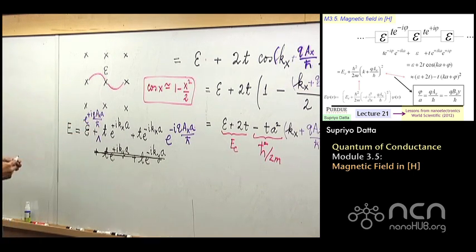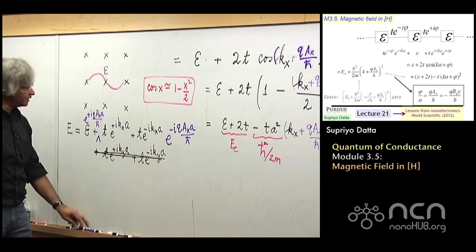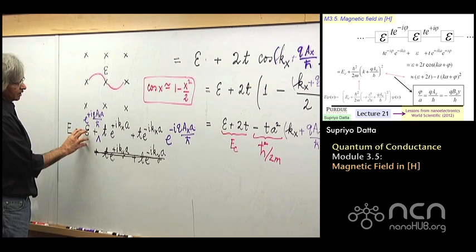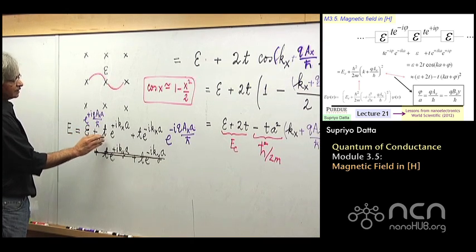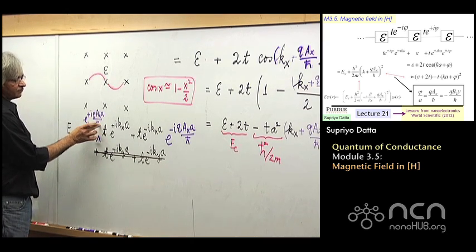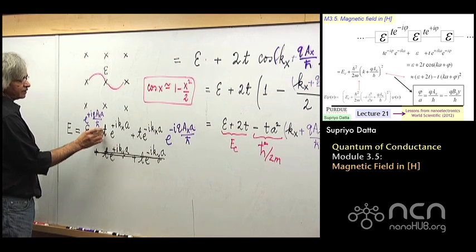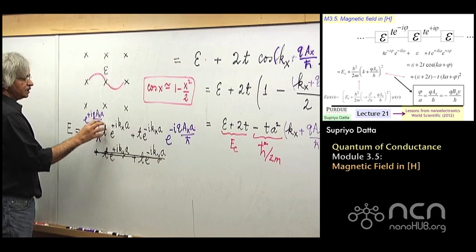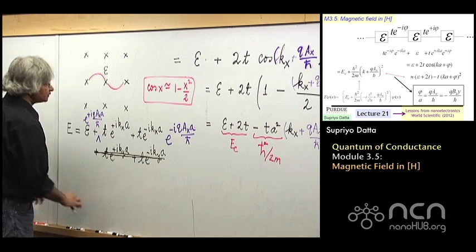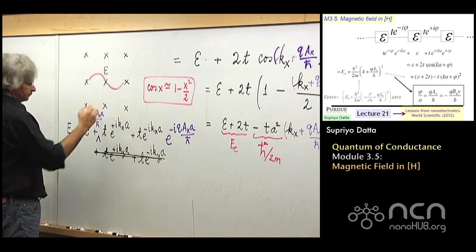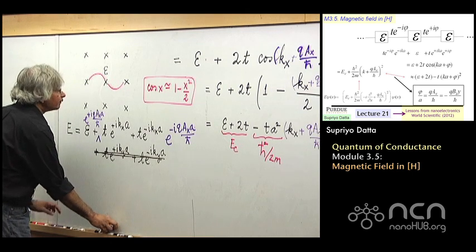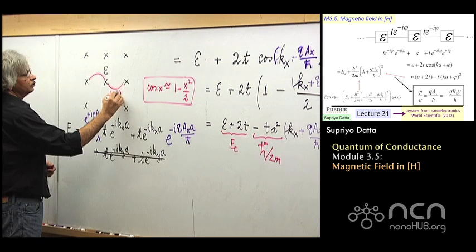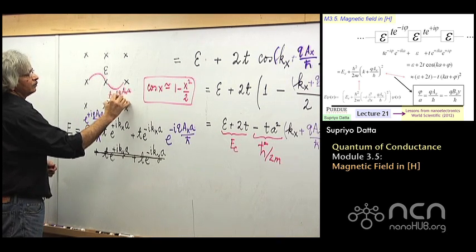So that's the basic story, you see. So what does that mean in terms of these parameters here? Well, the epsilon is unaffected. The t now picks up an extra phase factor. This was the coupling to the right. And so instead of being just a number t, it is now t times that extra phase factor. So it is t, let me write this with a red thing here. So it is t e to the power i qAx a over h bar.